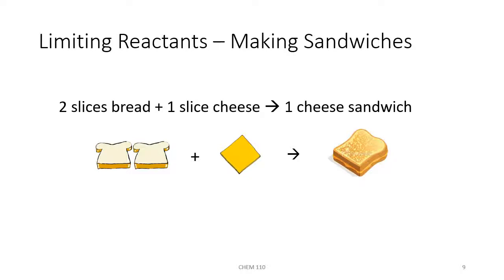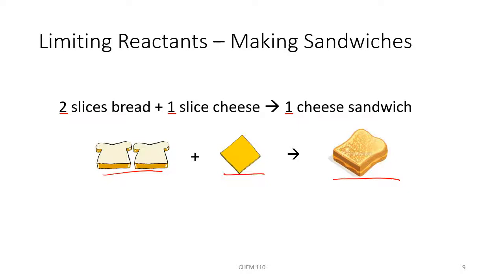An analogy for limiting reactants is thinking about making sandwiches. If we were to write a recipe for making a grilled cheese sandwich, the recipe would be a lot like our balanced chemical equation. We would need 2 slices of bread for every 1 slice of cheese, and with that we could make 1 cheese sandwich. If we had the perfect stoichiometric amounts, we would have perfectly 2 slices of bread, perfectly 1 slice of cheese, and we could make perfectly 1 sandwich.